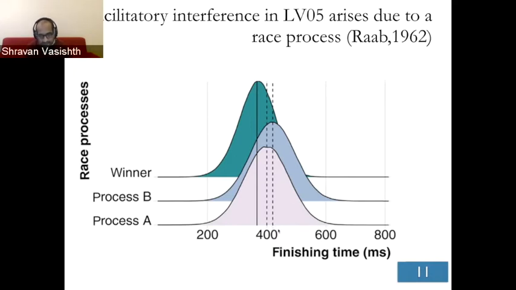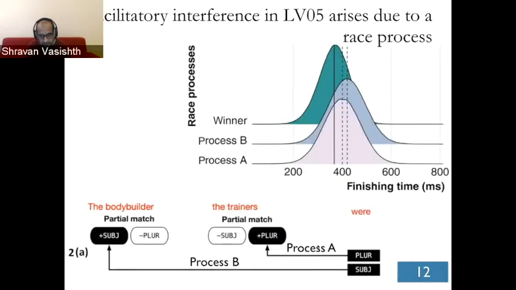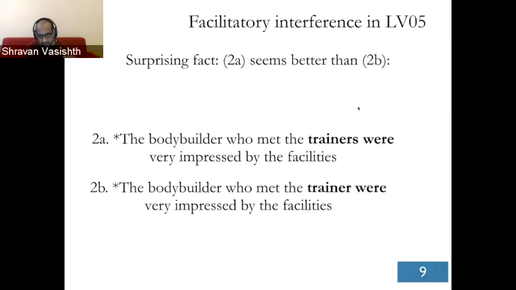It's a race process that happens. So we've got this process A that has a certain finishing time, and this process B, which has a certain finishing time, and sometimes process A will finish first, sometimes process B will finish first, and whichever process finishes first is the finishing time in that trial. And so as a consequence, if you plot the distribution of the winning finishing time, you will see that the mean is shorter in the winner distribution than in either of the other process distributions of finishing times. So that's the explanation from the ACT-R architecture for the empirical observation of this faster reading time at the auxiliary in 2A versus 2B. Okay?